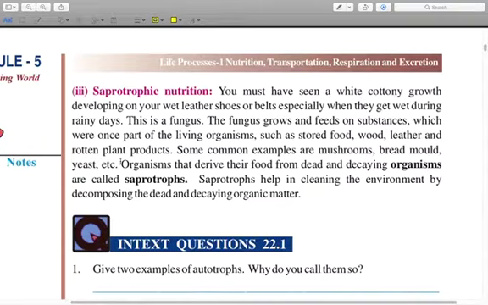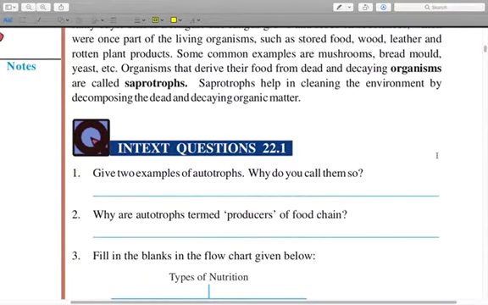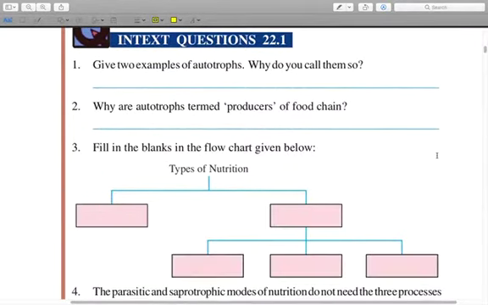So this is the definition. Organisms that derive their food from dead and decaying organisms are called saprotrophs. They help in cleaning the environment by decomposing the dead and decaying organic matter. So if there is some dead decaying organic matter, they help in cleaning it. I hope you get it.